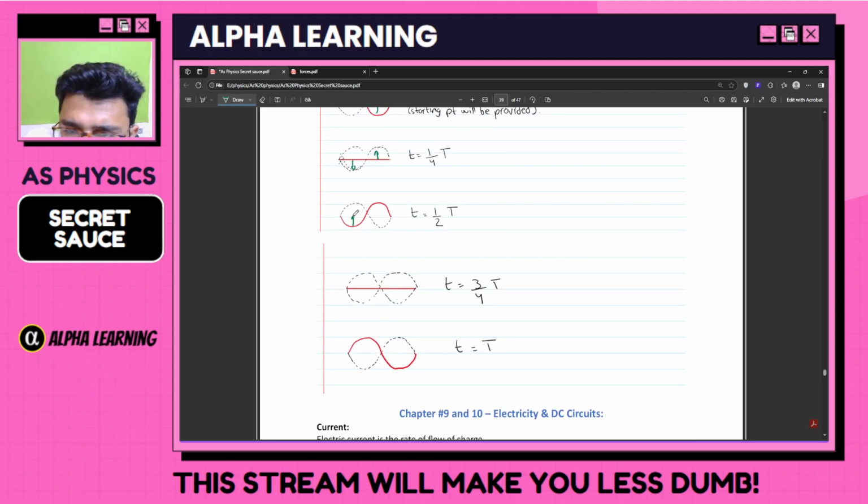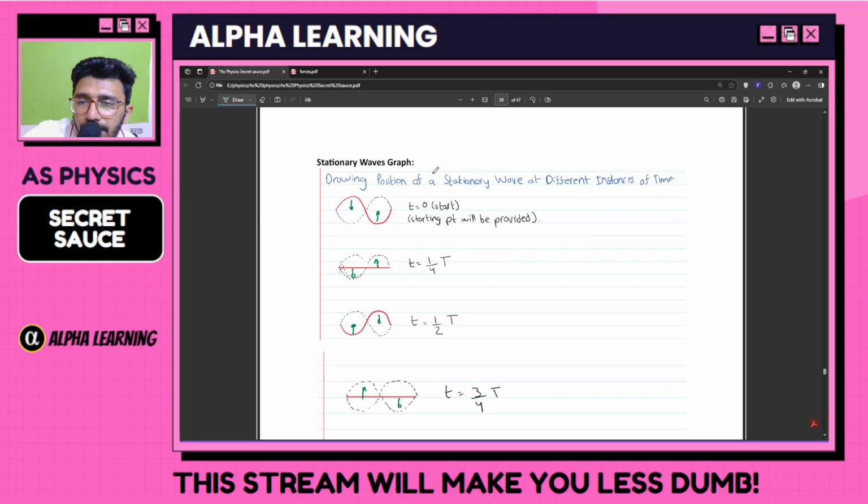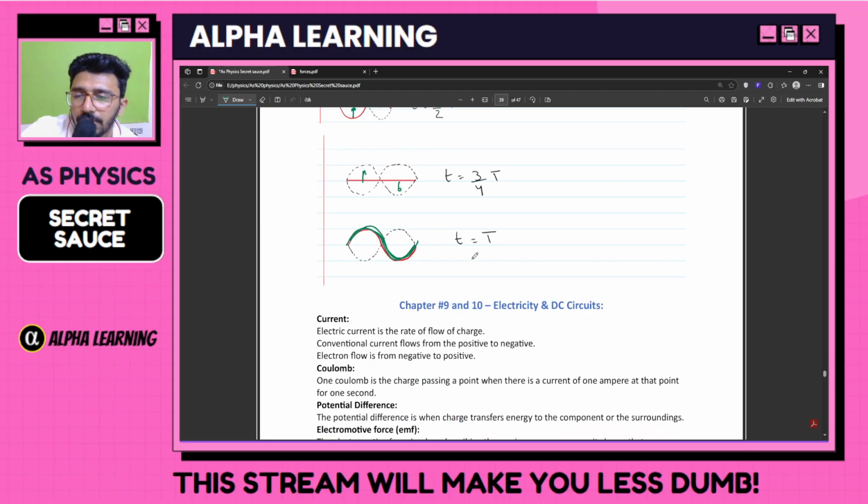Then this loop starts moving upward, this loop starts moving downward, the wave again flattens out. Then this keeps moving upward, this keeps moving downward. After one quarter of a time period, again the position changes, and after a complete time period, you again arrive at the original position from where you started. You can see the position at time t equals 0 and time t equals capital T are the same.